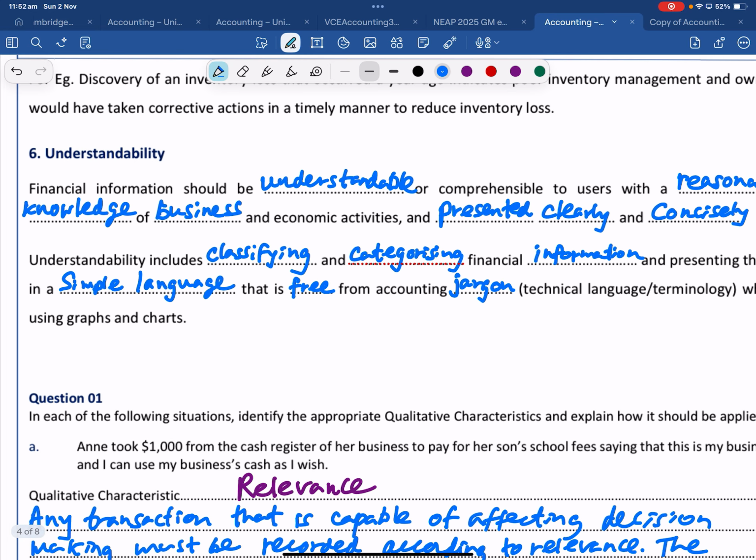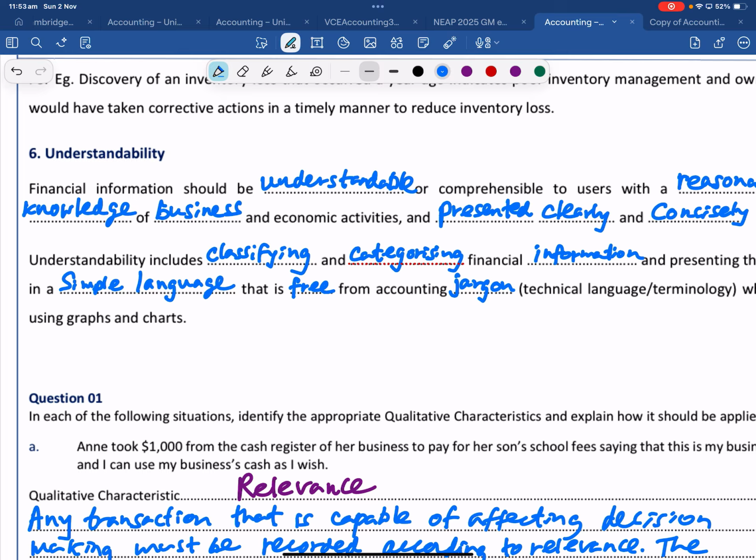Fine. Understandability, guys. Understandability means we have to provide the information in an understandable manner for the users, because not everybody who uses financial information has done accounting, and they don't have to. There are a lot of people who haven't done accounting, but they are doing really well in businesses. So financial information should be understandable.